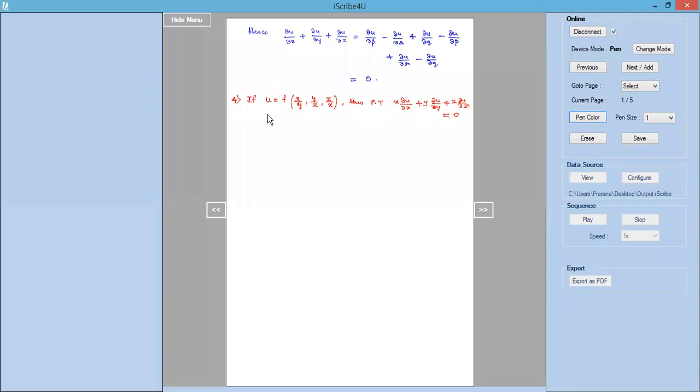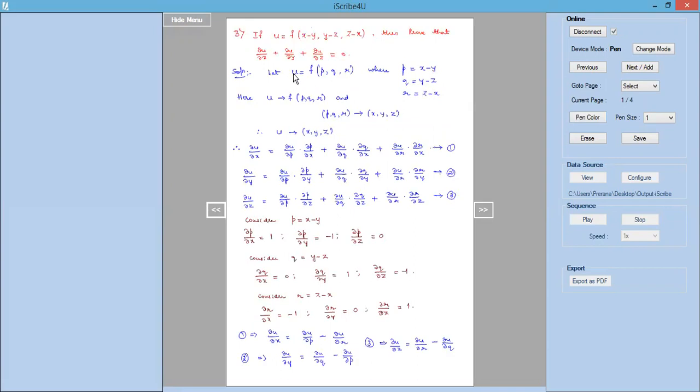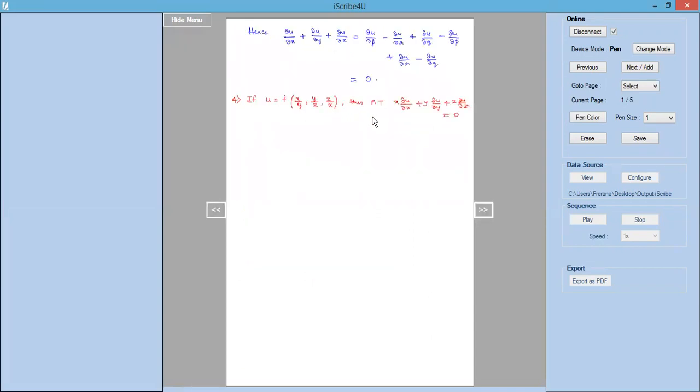So it is given u as a function of x/y, y/z, z/x. Let us assume these as p, q, r as we did in the previous problem. So let us assume u as a function of p, q, r and represent p, q, r as functions of x, y, z. In the same way we will prove the result here. We need to prove the result x ∂u/∂x + y ∂u/∂y + z ∂u/∂z is equal to 0.